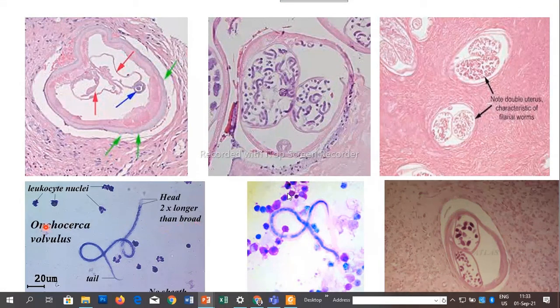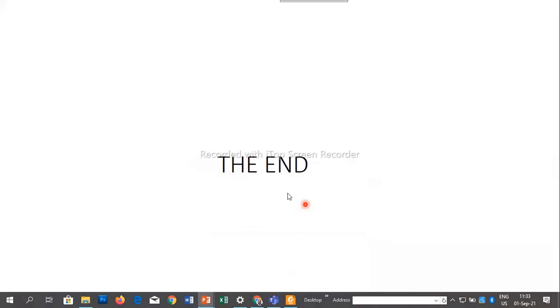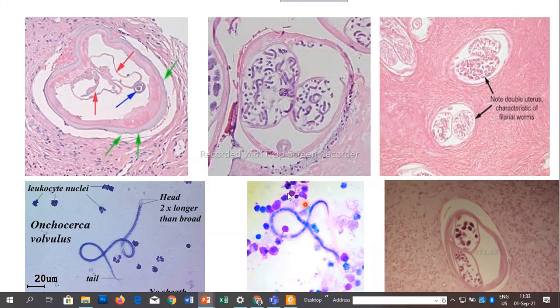This is Onchocerca volvulus. That causes onchocerciasis. Those are the images that I want to show you.